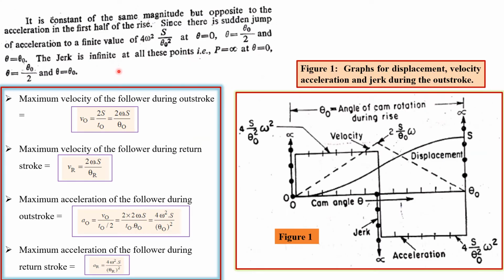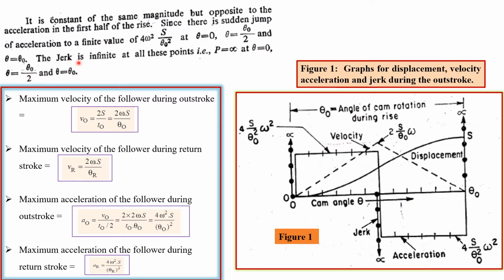So with the help of equation number 10, what we notice is that the acceleration is constant, of the same magnitude but opposite to the acceleration in the first half of the rise, because there was a negative sign in that. Since there is a sudden jump of acceleration to a finite value of 4 omega square into s upon theta 0 square at theta equal to 0, at theta equal to theta 0 by 2 and theta equal to theta naught, the jerk is infinite at all these points, that is p is equal to infinity at theta equal to 0, theta equal to theta 0 by 2 and theta equal to theta naught.